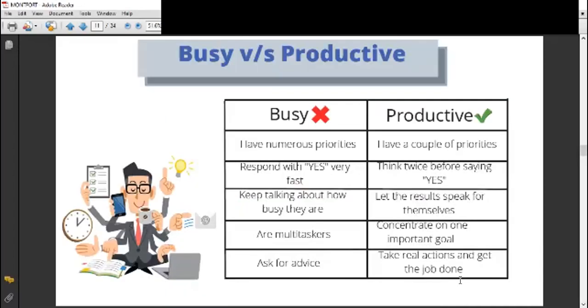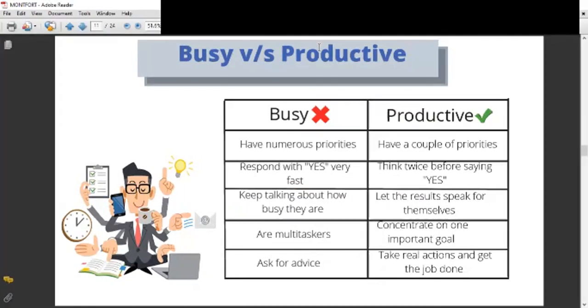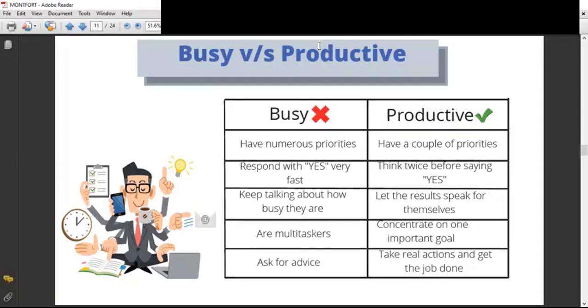Now, busy versus productive. These two terms sound similar, but they are not. So let's see what is the meaning of the terms busy and productive. Now, busy: busy people have numerous priorities. If you see a busy person and a productive person, they look quite similar. The person is busy, so they may be doing the work. So they show, okay, I'm very busy.